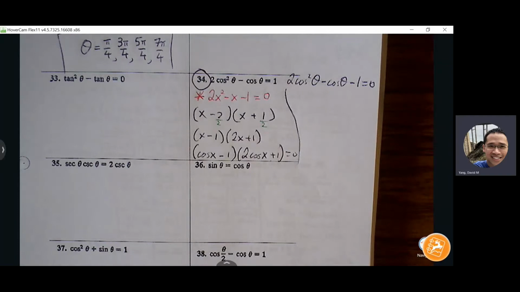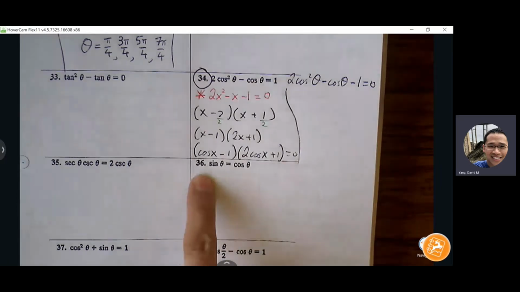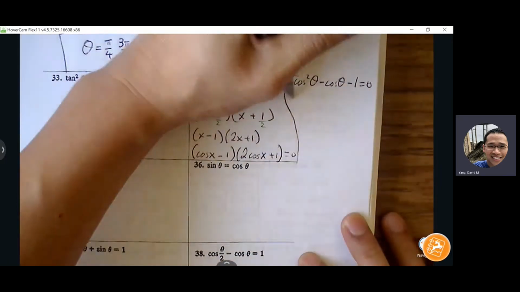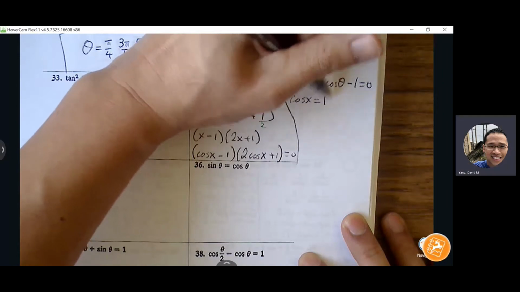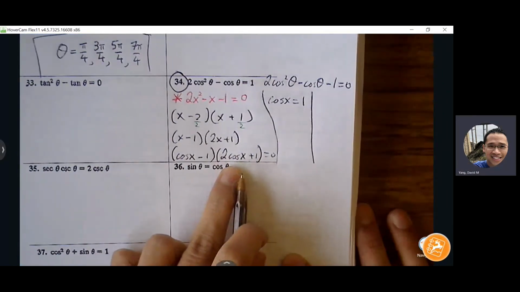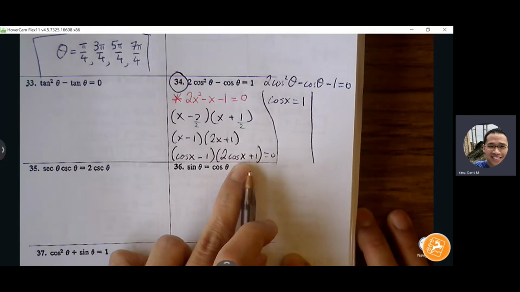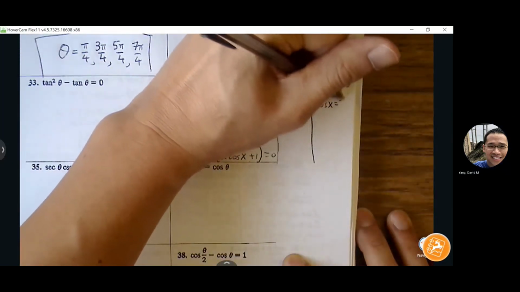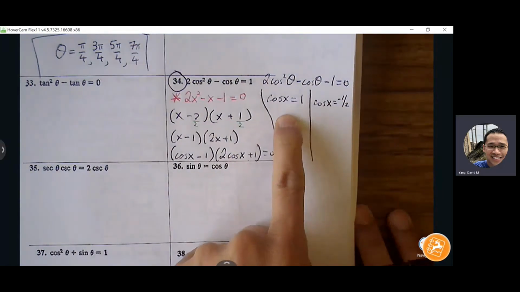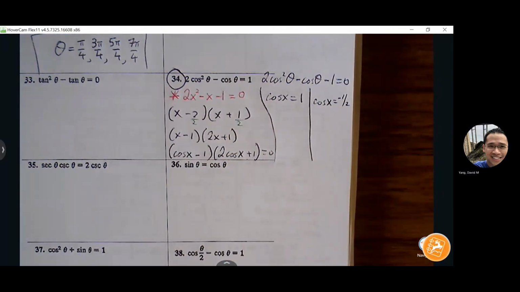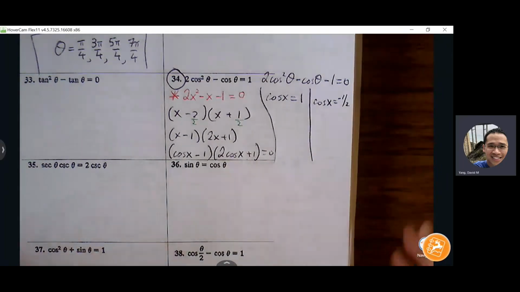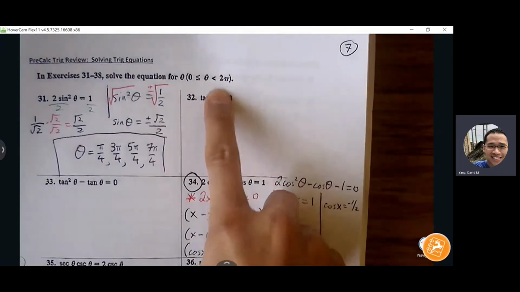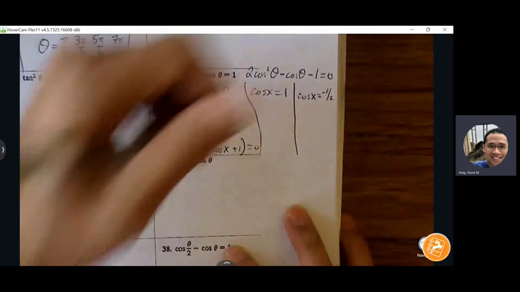So if factoring in terms of trig feels too daunting, then create an easier problem to factor in and then bring back the variable. So we set cosine of x minus 1 equal to 0. And then we also set 2 cosine of x plus 1 equal to 0. Solve for cosine of x: subtract 1, divide by 2. Okay, where's cosine equal to 1? 0 and 2 pi, but because 2 pi is not included in our domain, it's just x equals 0.